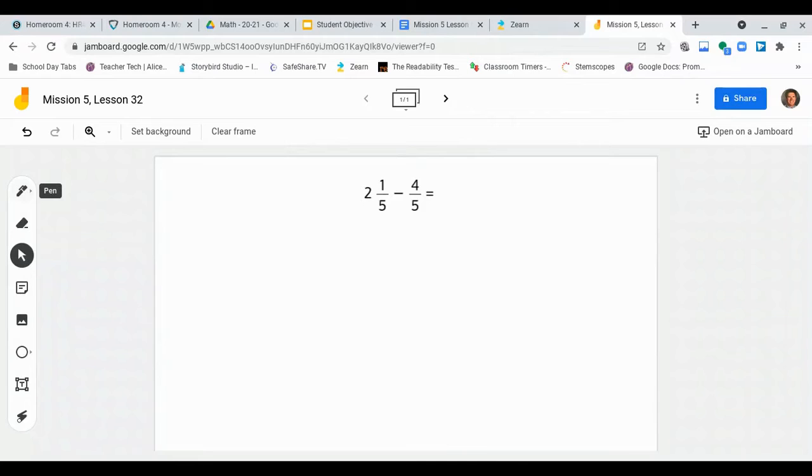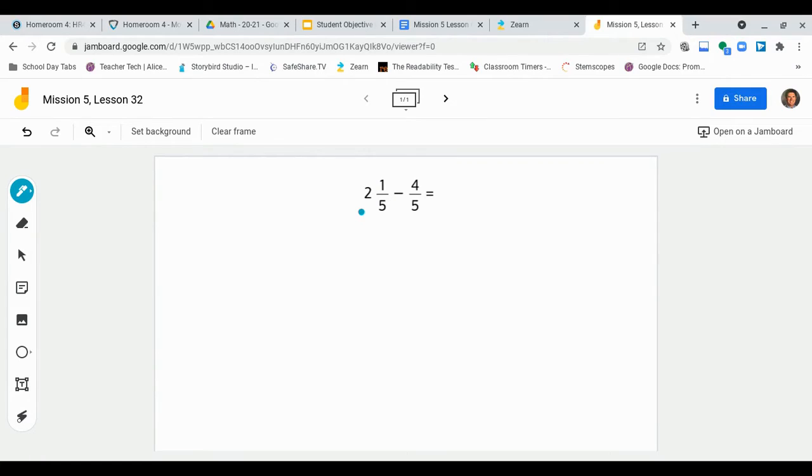2 1/5 minus 4/5. So you notice here that we do have a mixed number, and we are subtracting from it a fraction. So a mixed number, we're subtracting a fraction. Now, let's take a look here.